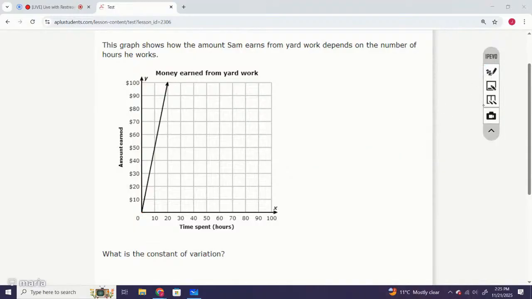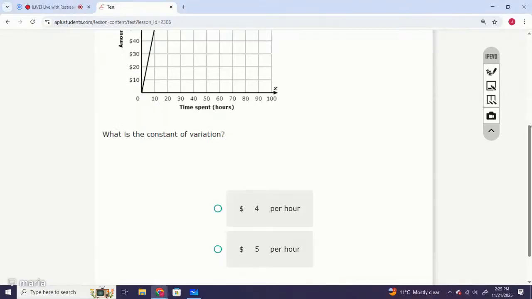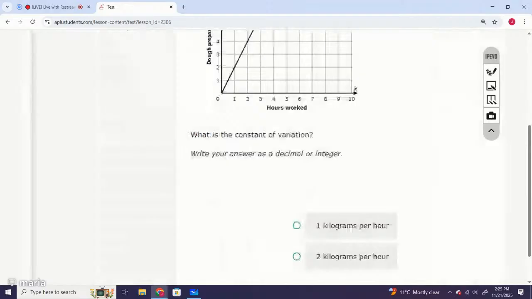The slope is $5 per hour. Option number two is the correct option.